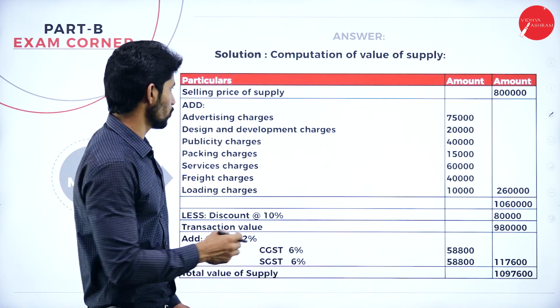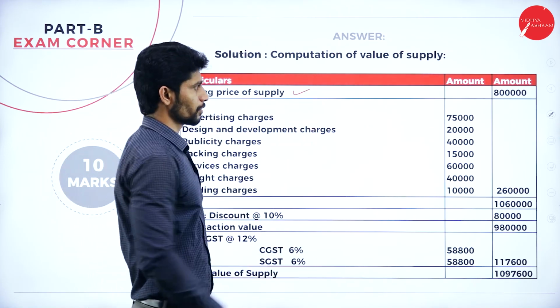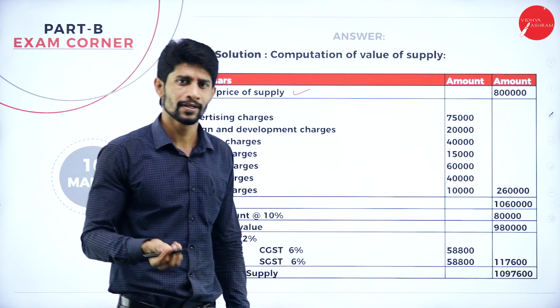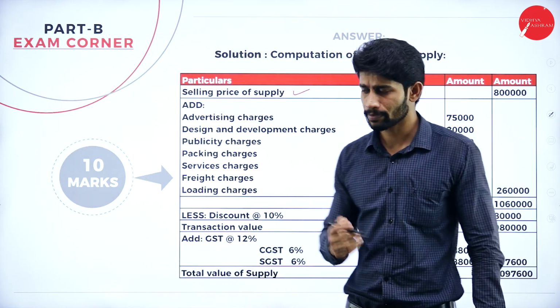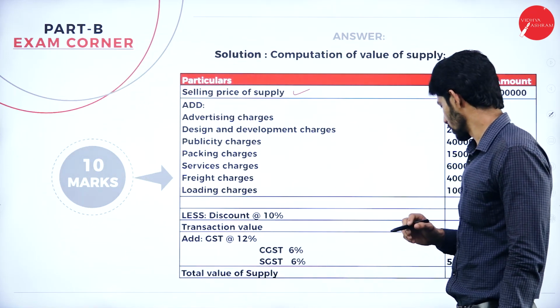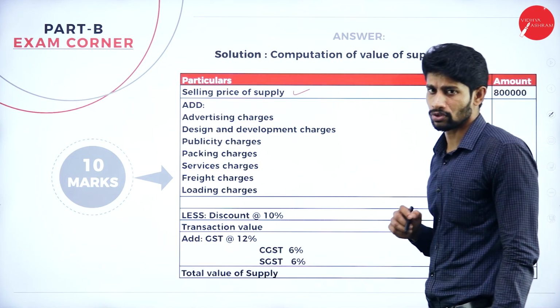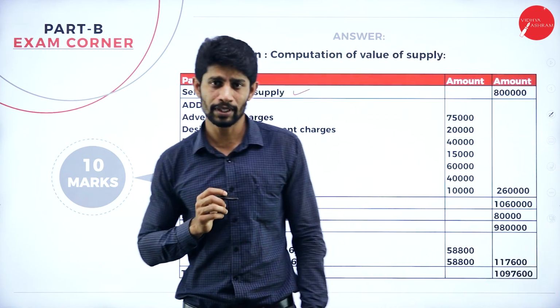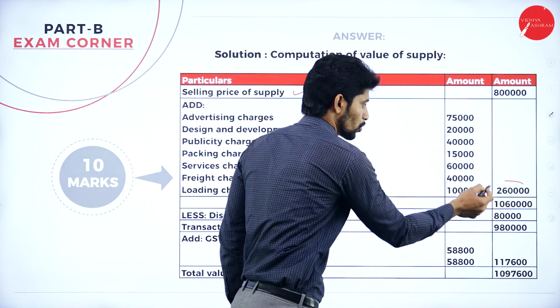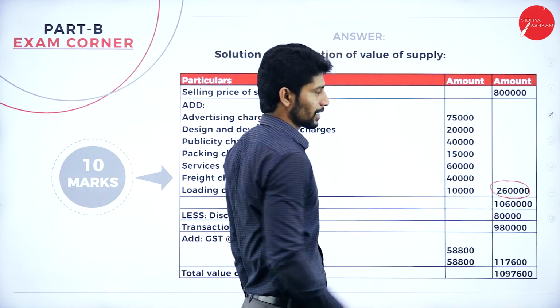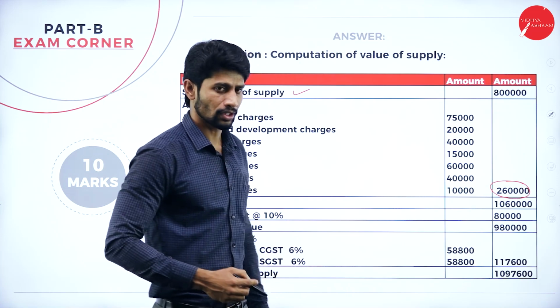So what are you supposed to do? First you have to take the selling price of supply, that is 8 lakh. For that, add the related expenditures. So if you total all the related expenditures, you'll get 2,60,000. Add that with 8 lakh. So totally you'll get 10,60,000.